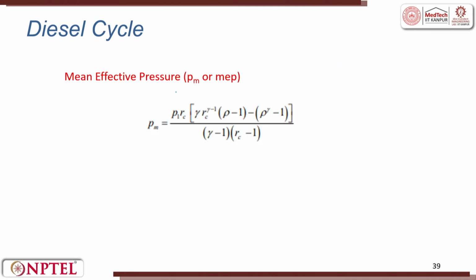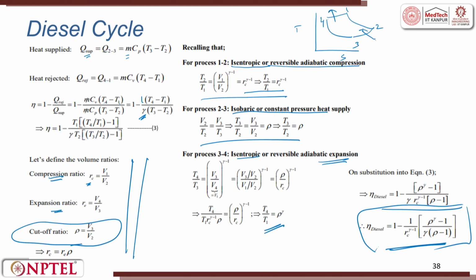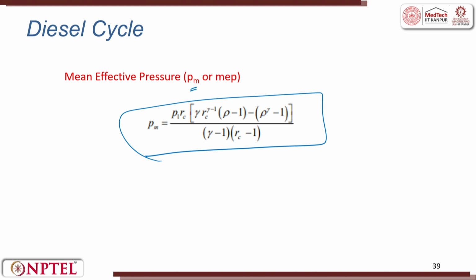The mean effective pressure, Pm, which we saw last time also, or MEP, is expressed in this form. It is basically playing with all these parameters. You juggle them and then get this form.